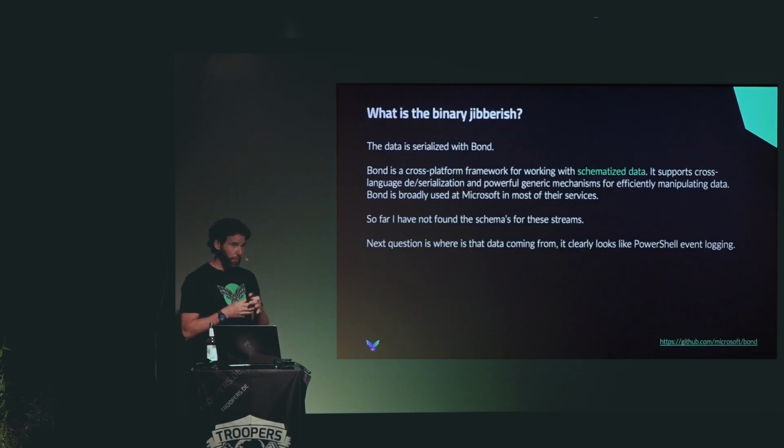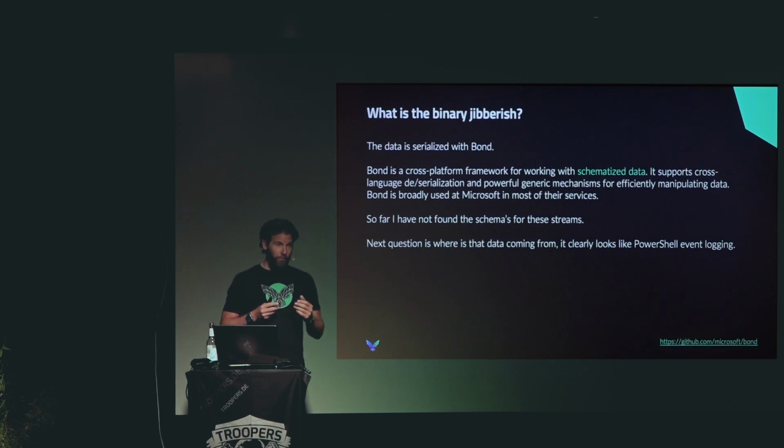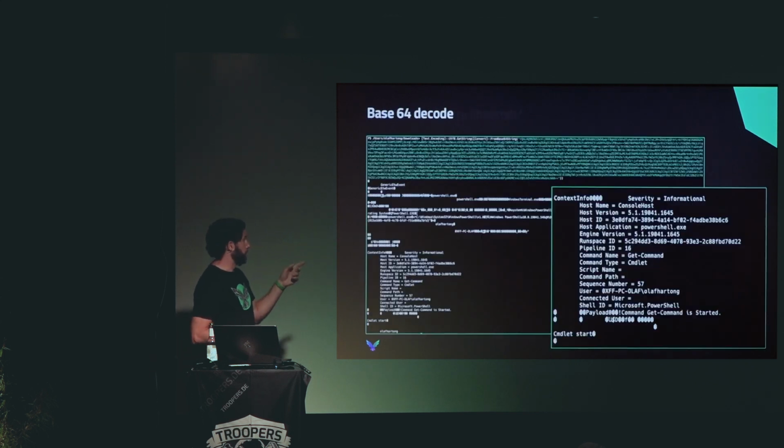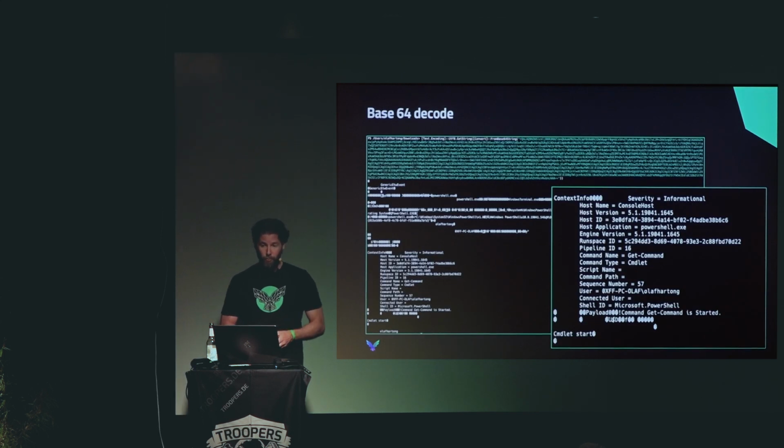There was also some binary data around it. And this is Bond. Bond is an open source platform, which is created by Microsoft to basically serialize data. And they serialize it with a schema. The schema is somewhere, probably in the source code. I looked for it a little bit, but I really couldn't be bothered a lot because I could just read. That was enough for me at that moment.